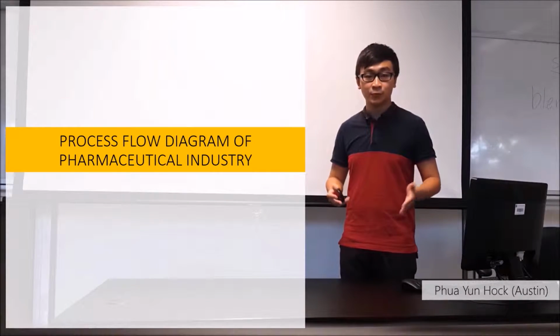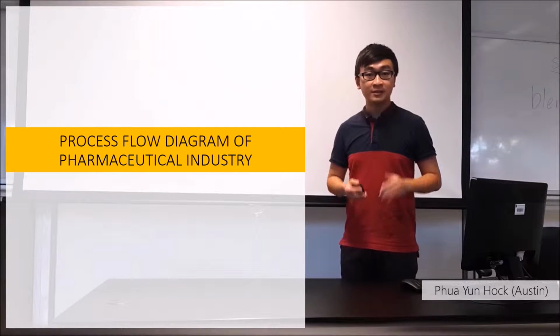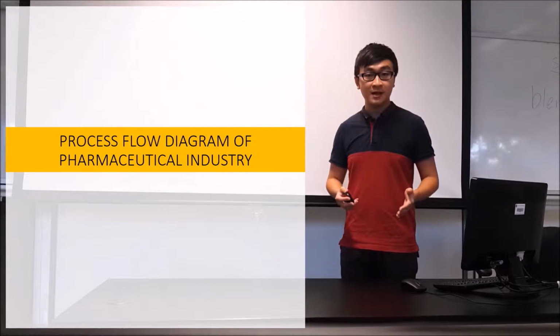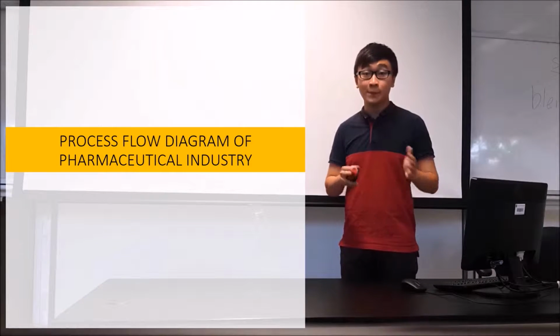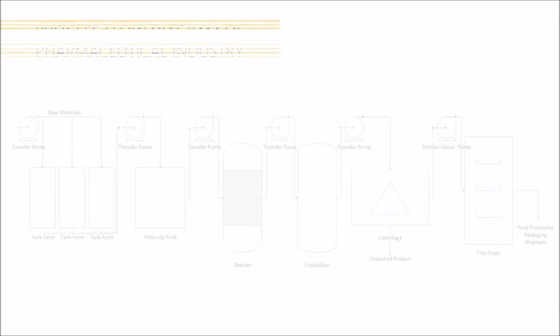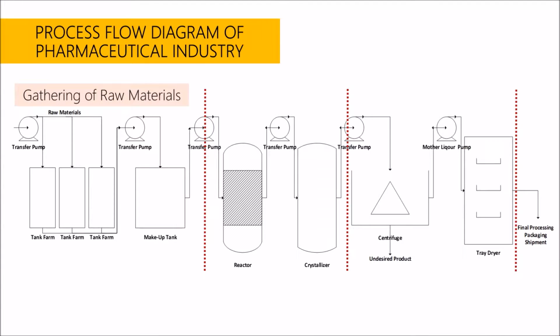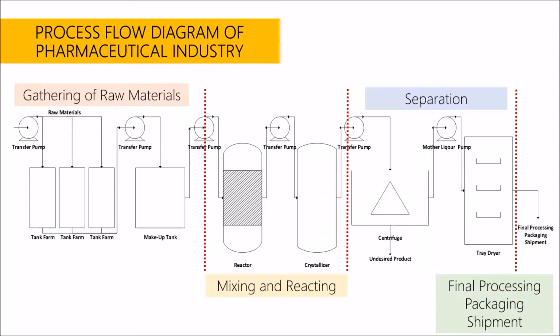Hey everyone, now I would like to talk about the process flow diagram. There are wide variations in each pharmaceutical plant's process. However, despite the variations, there are similarities that are consistent from plant to plant. This is a typical process flow diagram of a pharmaceutical plant. It can be generally divided into four sections: gathering of raw materials, mixing and reacting, separation, and lastly, final processing, packaging, and shipment.